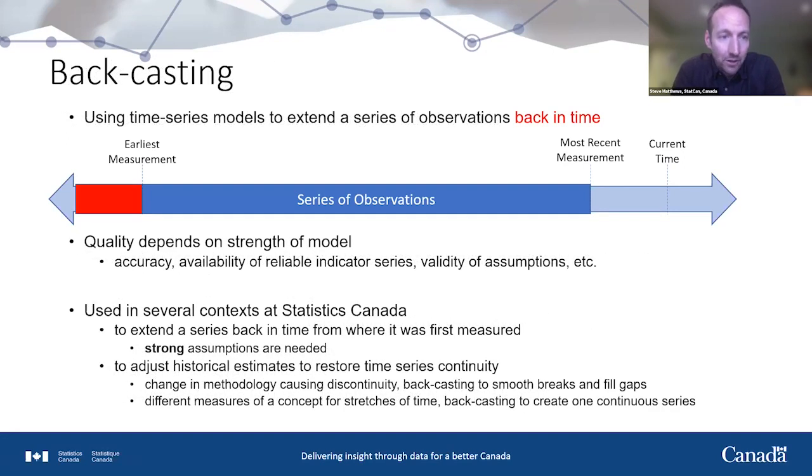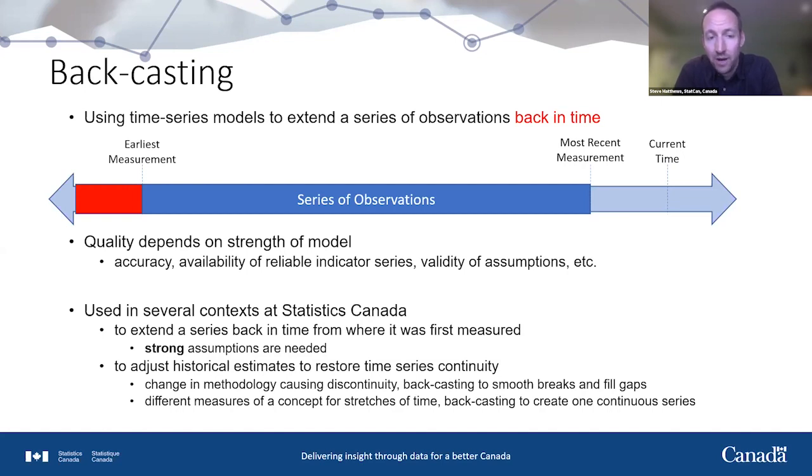So the first type of modeling, or the first application of these time series models that I want to talk about, is backcasting. In this case, we have our time series of observations, but we'd like to know what the estimates should look like before we started measuring it, so prior to that earliest measurement. And again here, this is going to be a theme. The quality of our ability to backcast is going to depend on the strength of the model that we're able to build. So if something's very seasonal, that's going to help us to be more accurate in our modeled values before the start of the measurement.